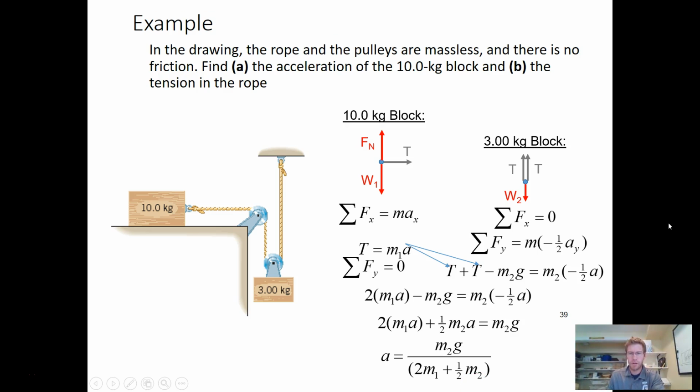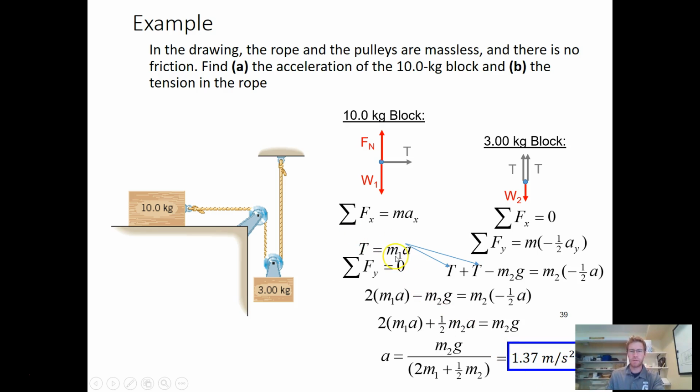So we plug and chug and do the math, and what we find is that we get an acceleration of 1.37 meters per second squared. And now we got the first half, part A, done, but we need part B still, the tension in the rope. Oh, sorry, acceleration, box worthy. Boom, nailed it.